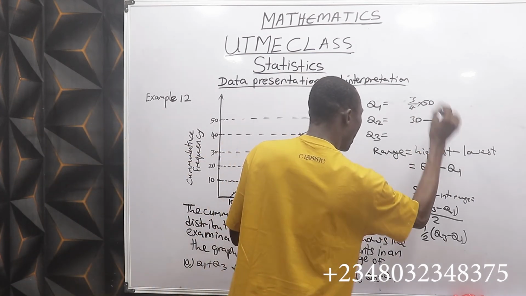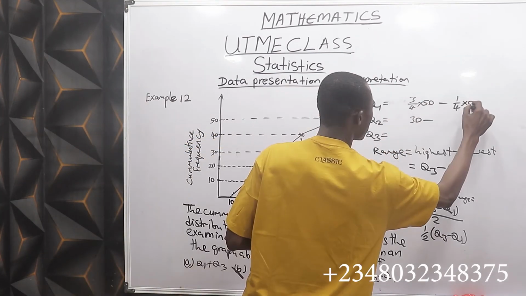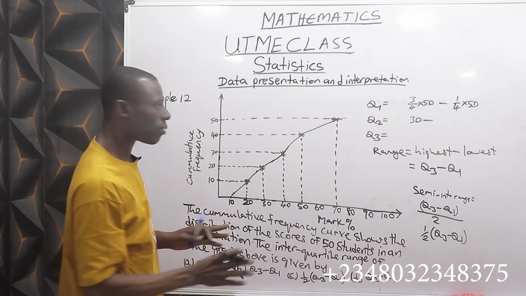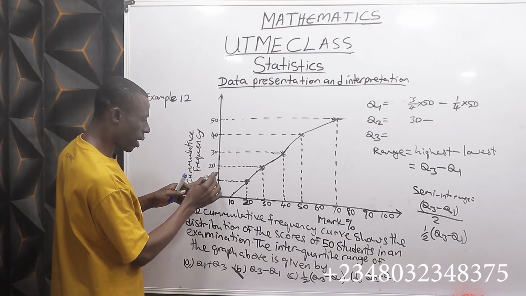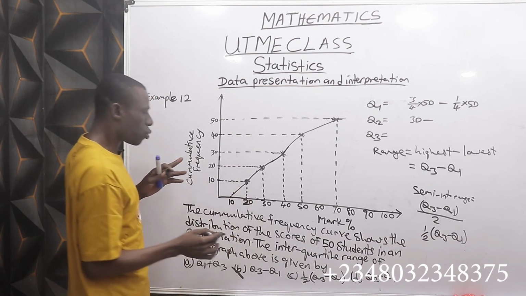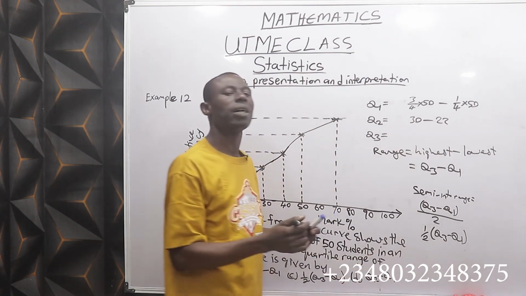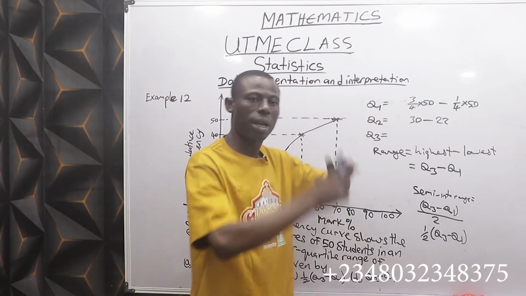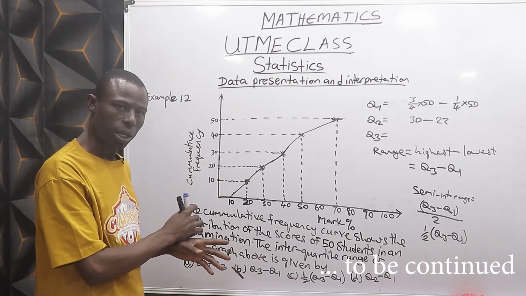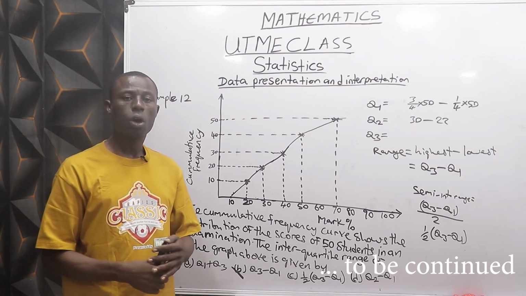The lower quartile is 1 over 4 of 50, which will give you something like 12.5. Trace that 12.5 on the graph, and when you get to the curve, come down. Let's say you get 22. It is that 22 you subtract from 30. Whatever you get is the actual value for the interquartile range. With that brief explanation, you should be able to do it if it comes out like that, whether in WAEC or in JAMB. So that is where we are going to draw the curtain on statistics.